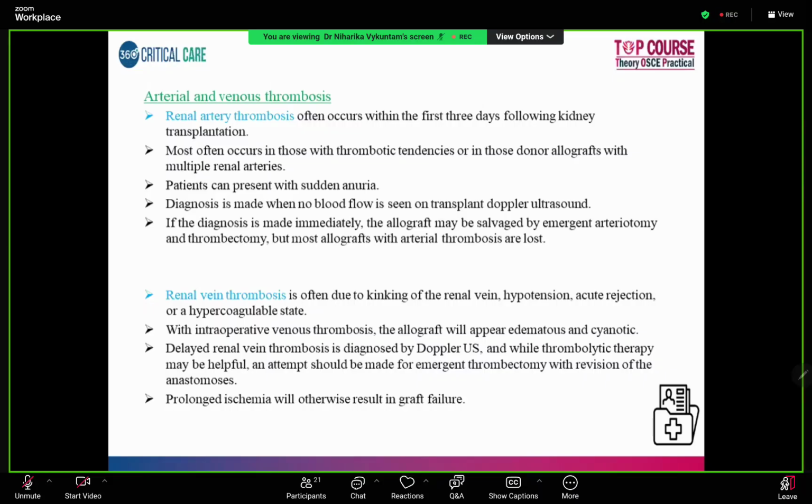So intraoperatively only, you can remove the thrombus before you shift the patient outside, right? But if there is a delayed renal vein thrombosis which you have identified in your post-operative period, okay, then the treatment would be thrombolytic therapy. But try with the thrombolytic therapy. If not, the better would be an emergent thrombectomy with revision of the anastomosis. Okay, prolonged ischemia will otherwise result in graft failure. Okay, so renal artery thrombosis is more dangerous than the renal vein thrombosis.